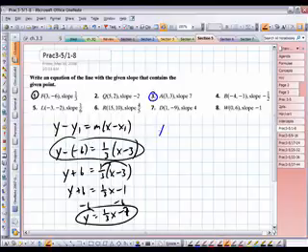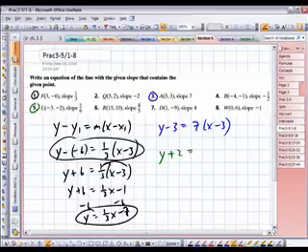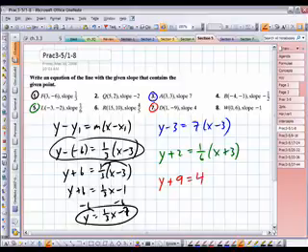Let's try this one. y minus 3 is equal to 7 times x minus 3. Here we have y minus negative 2, which is like y plus 2, is equal to 1/6 times x minus negative 3, which is x plus 3. Here we have y minus negative 9, which would be y plus 9, is equal to m, which is the slope, times x minus 1. So in every case, we're using this point-slope form.